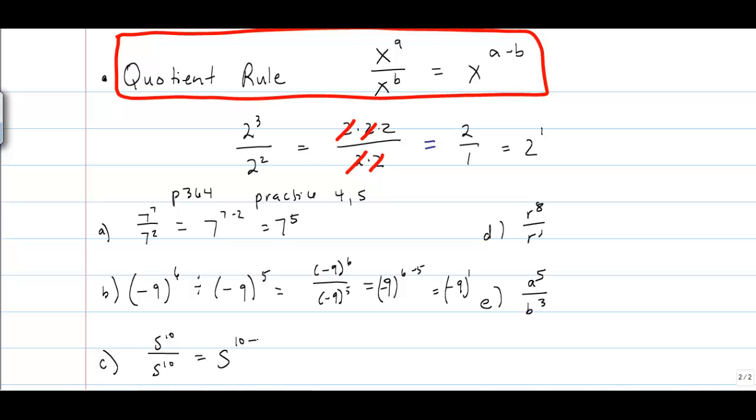That's simply s to the 10 minus 10, s to the 0, or that's equal to the number 1, which quite frankly you could also do simply by simplifying this fraction, that when you divided s to the 10th divided by s to the 10th, you would get the number 1.